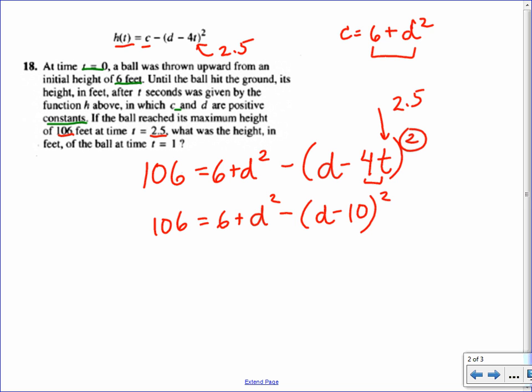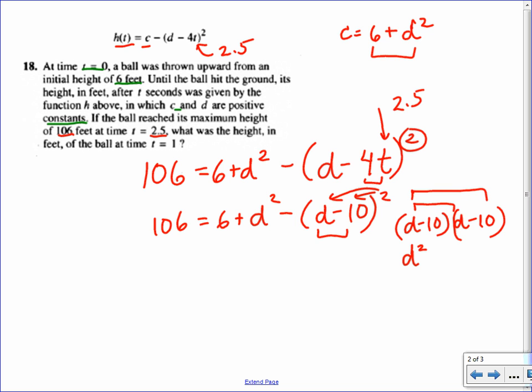Okay, now one big problem I see with this particular problem is that people distribute this squared, which you can't do because you need to FOIL d minus 10. So to FOIL, you do d minus 10 times d minus 10. And first you'd multiply the first term, so you get d squared. Then the outermost term, so you get negative 10d. And then the inner terms, minus 10d again. And then negative 10 times negative 10 gives you plus 100.